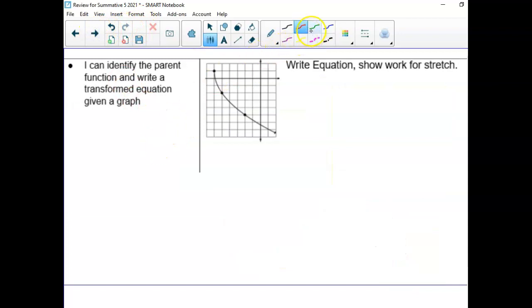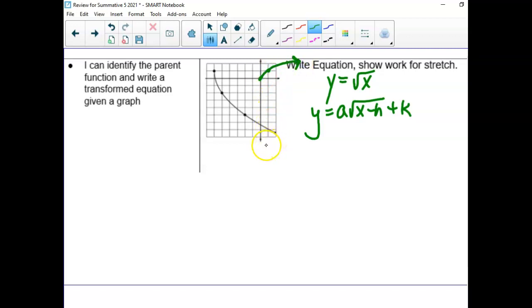Okay, this is probably the thing I'm most worried about because I feel like we didn't practice this enough. Anybody know the parent function here? Good job. So if we start doing transformations, it's going to look like this, because I'm not going to give you horizontal ones. Normally it would go through 0, 0, 1, 1, and then over to 4, it would be up to 2. It would look like this. What happened? Can you tell me where this dot that was at 0, 0 wound up?